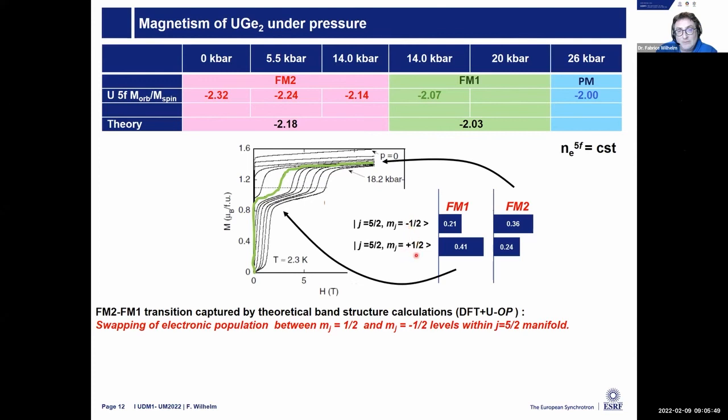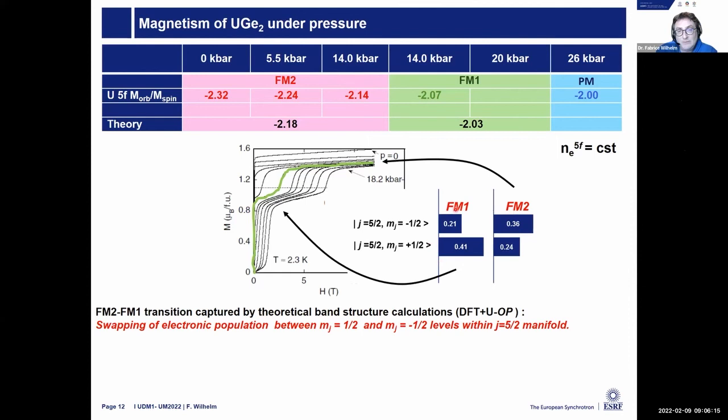-1/2 and +1/2. If you are in the ferromagnetic phase 2, you see that the electron occupation of its sublevel -1/2 is larger than the one of +1/2. And if we go to the ferromagnetic phase 1, we see exactly the contrary. You see that the number of electron counts is decreasing, whereas for the sublevel +1/2, the number of electron counts is increasing.